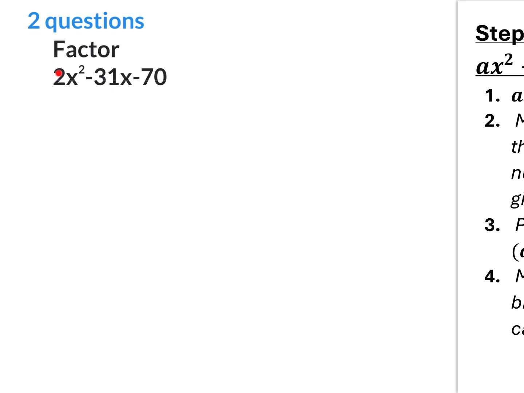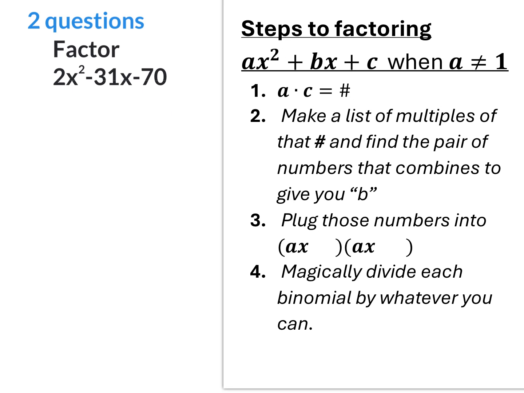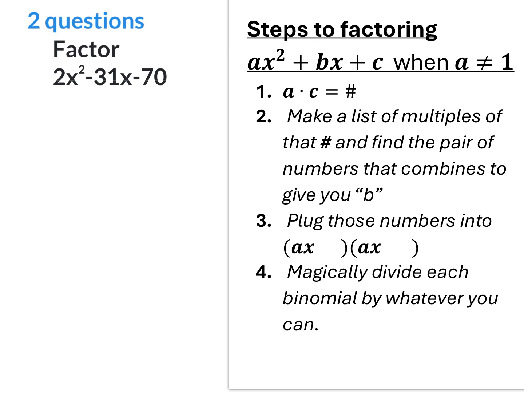So right here we have a value of 2, which means we cannot do the parenthesis, x. We cannot do that because x times x is not 2x squared. So we need to use these steps that are posted on the wall to factor, right? So step 1 is to multiply a times c, and that'll give us negative 140.